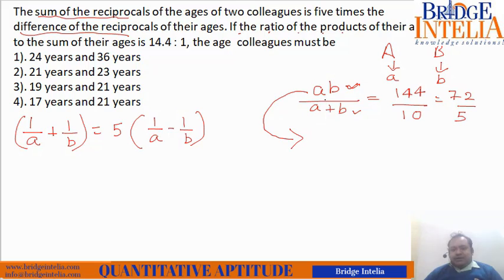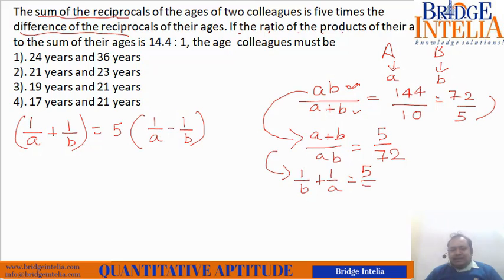Take the reverse of it. If AB by A plus B is known, you can say that A plus B by AB is equal to the reverse, 5 by 72. The advantage of doing this, you will realize immediately. It means A by AB, that means 1 by B plus 1 by A, is equal to 5 by 72. So this is the advantage that you will get. Immediately you have the value for this.